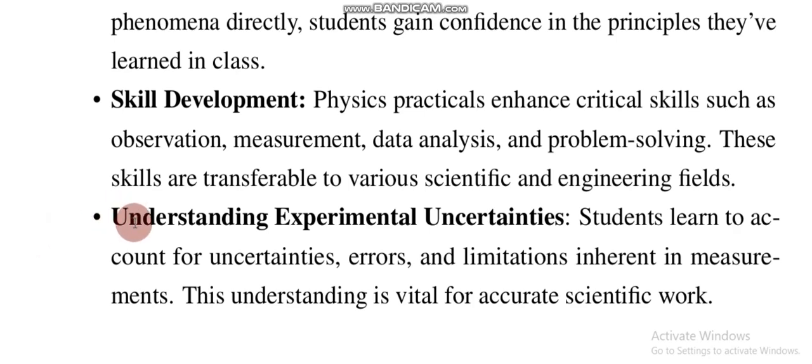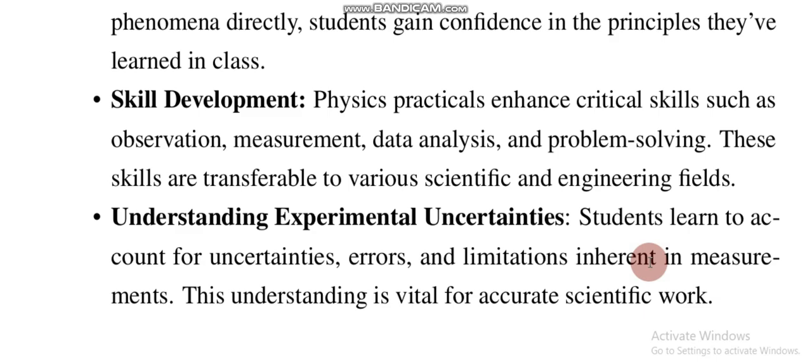Then we have understanding experimental uncertainties. Experiments sometimes reveal discrepancies between theoretical predictions and observed results. The theory will predict something, and then when you go to the lab, you will find otherwise. For example, classical mechanics fails to explain phenomena at the quantum level, which can be demonstrated through experiment.